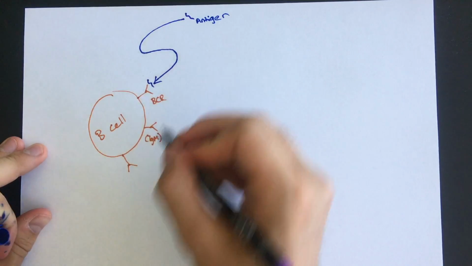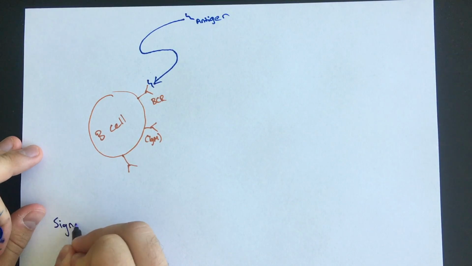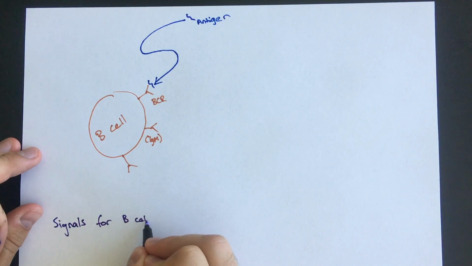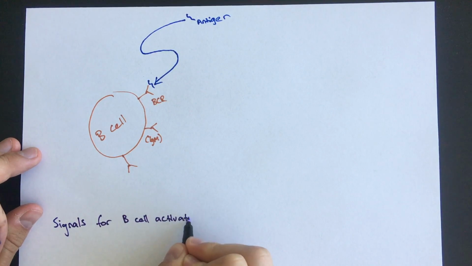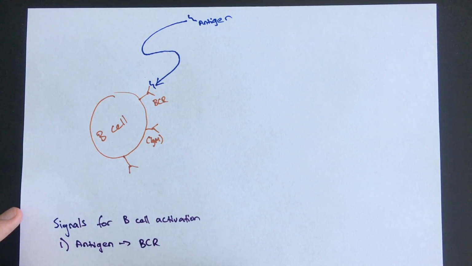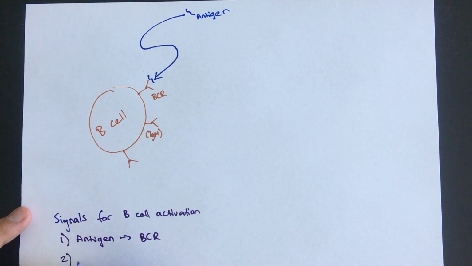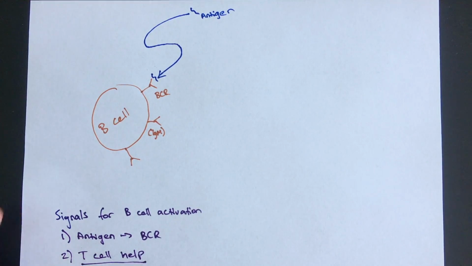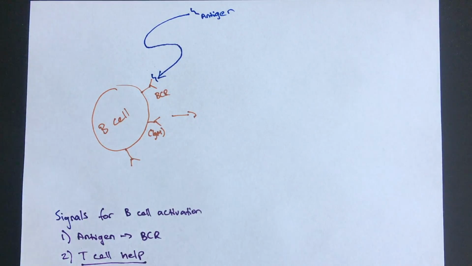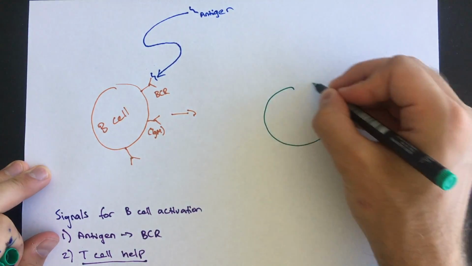B cell activation is kind of similar to T cell activation in that usually one signal alone is not enough for full B cell activation, and in fact requires two signals. You have an antigen that binds the B cell receptor, but for most B cells, they also require T cell help. In lymph nodes, there are also T cells that hang out in the paracortex, so activated B cells will migrate towards this area via various chemokines or signals.